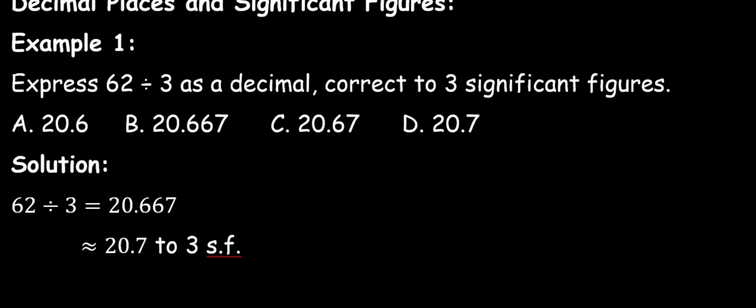And you know, we are dealing with significant figures. You talk about the first non-zero digit, and here 2 is the first non-zero digit. So you just count 1, 2, 3, and it stopped at 6. We have 20.6. But after 6, you have another 6. So we had to round up. That is why we added 1 to that 6, making it 7. That's why you have 20.7 to 3 significant figures.